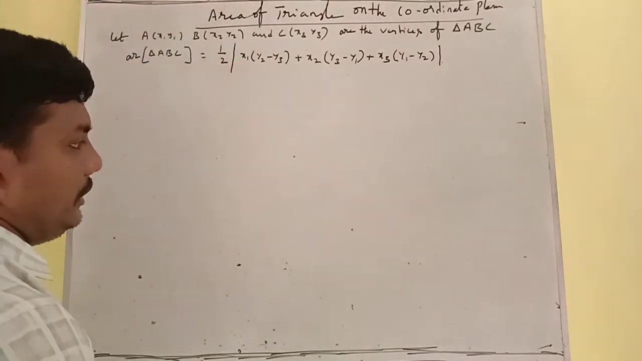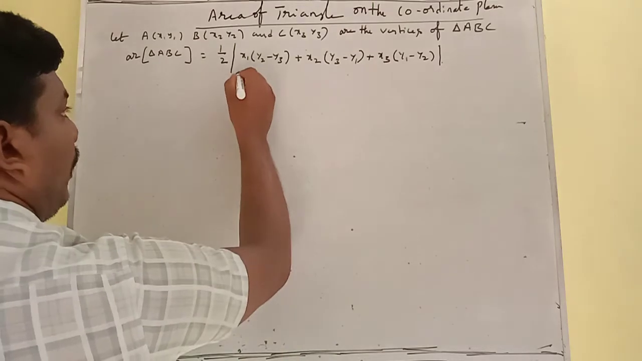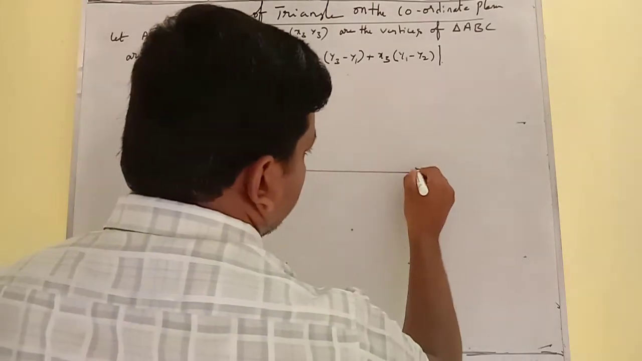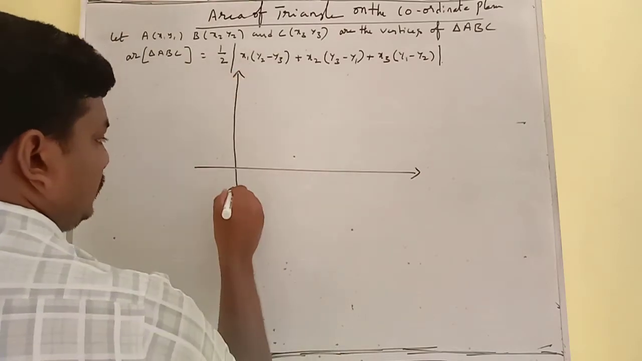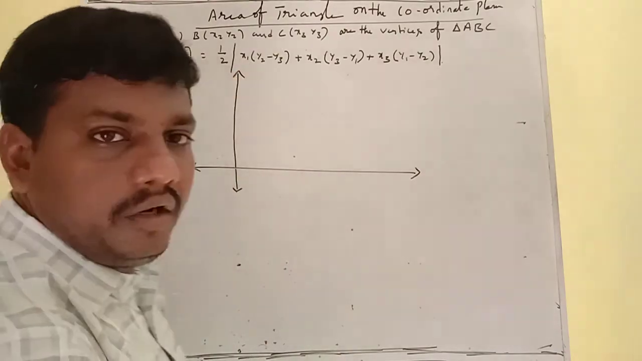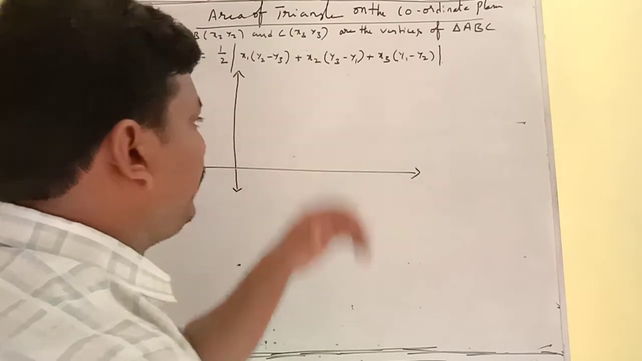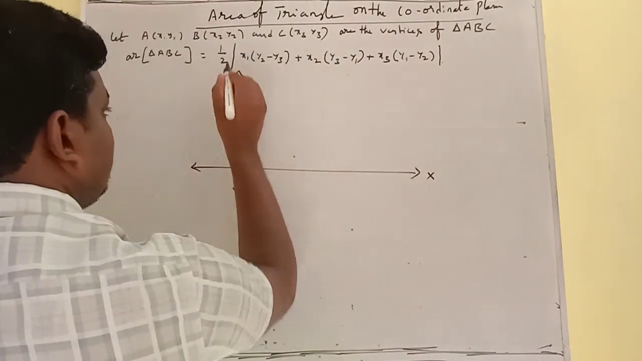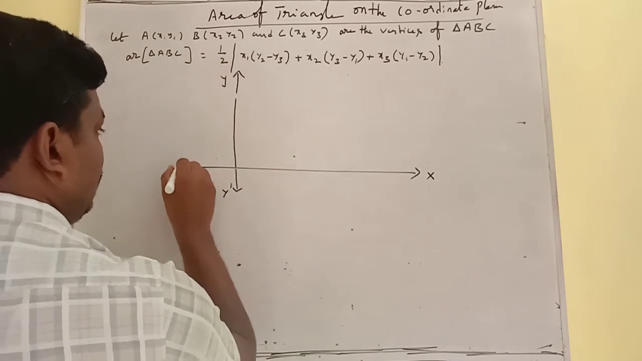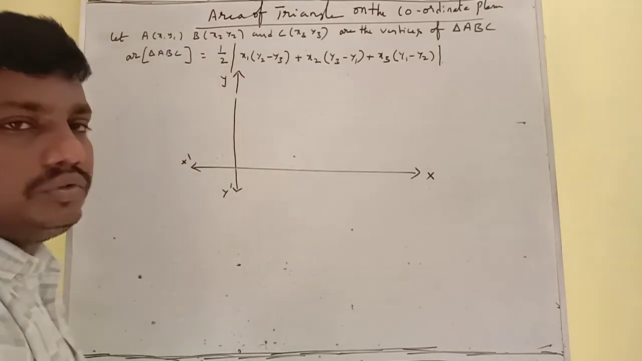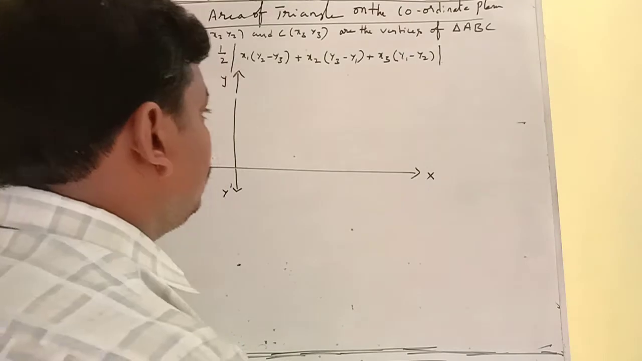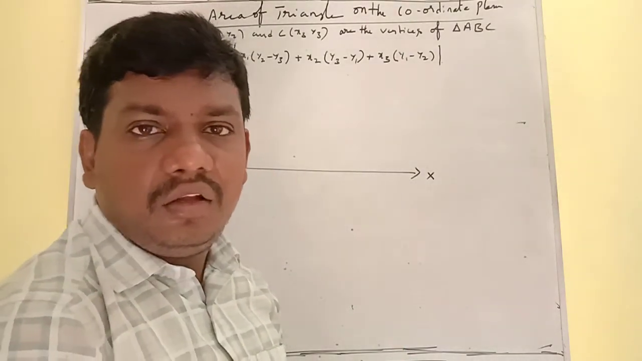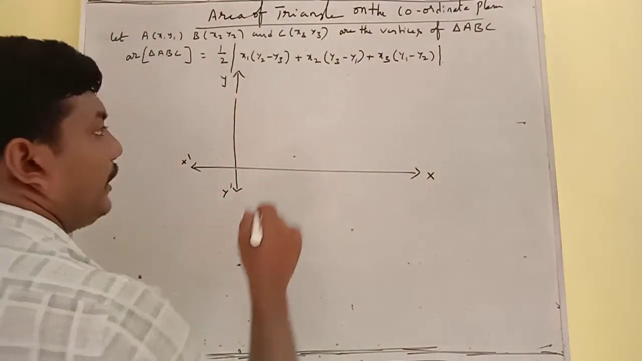So let me consider first a coordinate plane with x-axis and y-axis. In this coordinate plane, on the first quadrant, this is x-axis and this is y-axis, and this is y dash and this is x dash. So we must consider now the triangle on the coordinate plane. Let me consider the triangle.